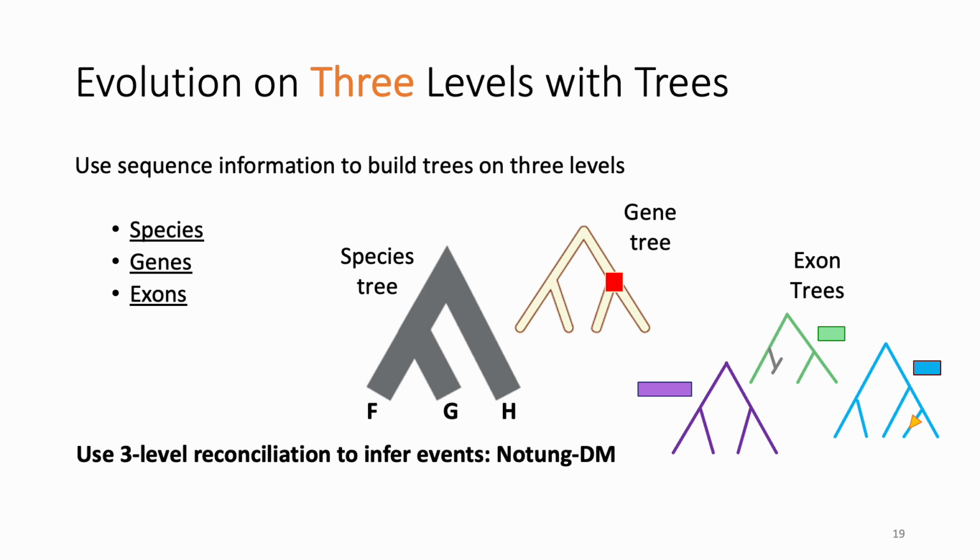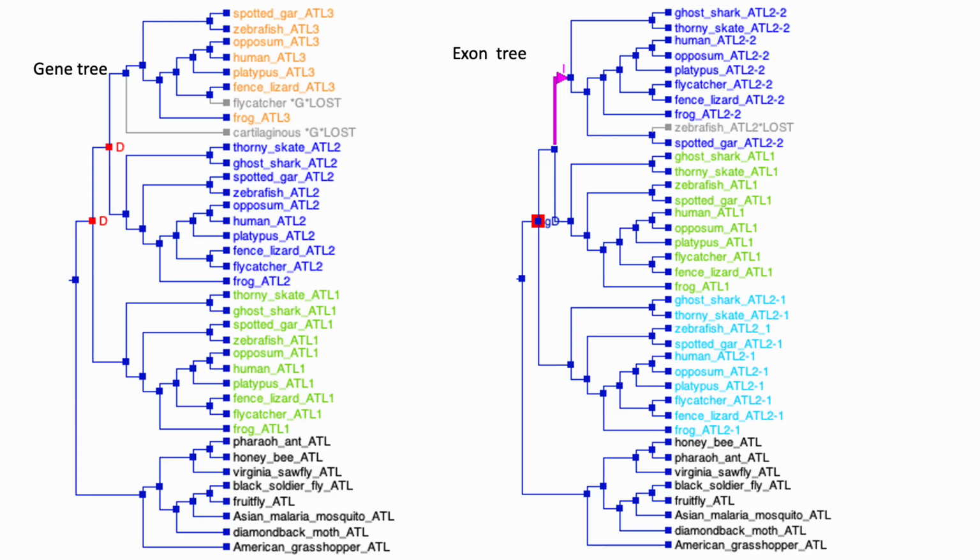In this case, we can consider trees on three levels by including trees for the exons. For atlastins, we built a tree for the C-terminal exons and used Notung DM to reconcile the species, gene, and exon trees to infer events on three levels. Because the exon for Atlastin 3 could not be unambiguously aligned, it was not considered here. Of note, while ATL2 has two C-terminal exons, they do not group together in the exon tree. Rather, Notung infers that one exon was the result of a copy and insertion from ATL1.